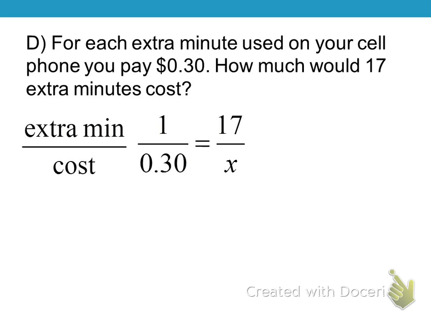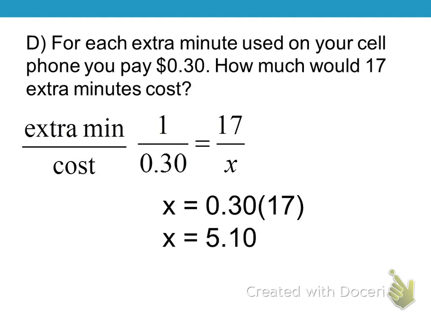Now this one's a pretty simple one because when you cross multiply, you just get 1x. So basically your answer is going to be the 30 cents times 17. What is it? 5.1. So that's $5.10. Good.